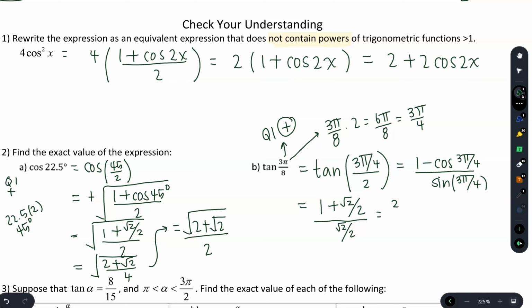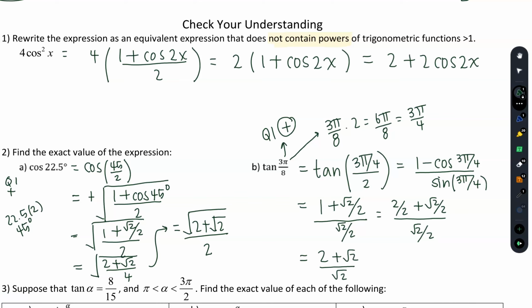So what happens here? This is 2 over 2 plus square root of 2 over 2, and this is all over square root of 2 over 2. So what happens to that 2? It basically goes away, right? So I'm going to end up with 2 plus square root of 2, and this is all over square root of 2.